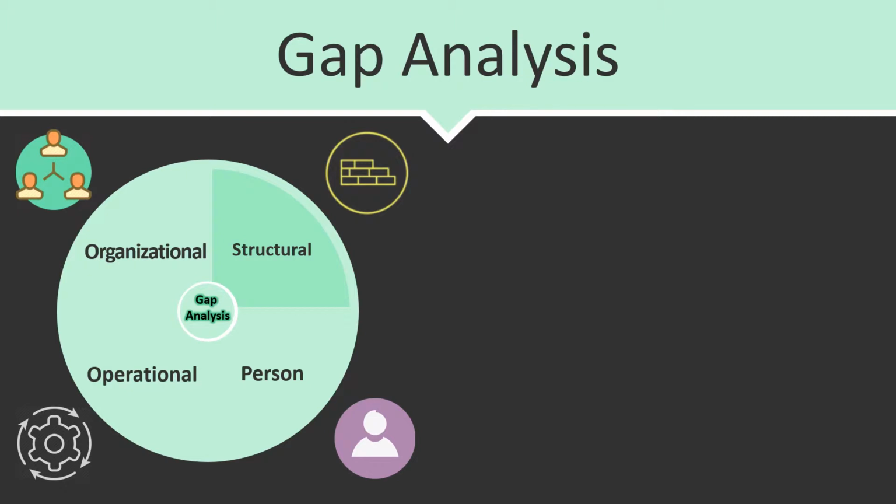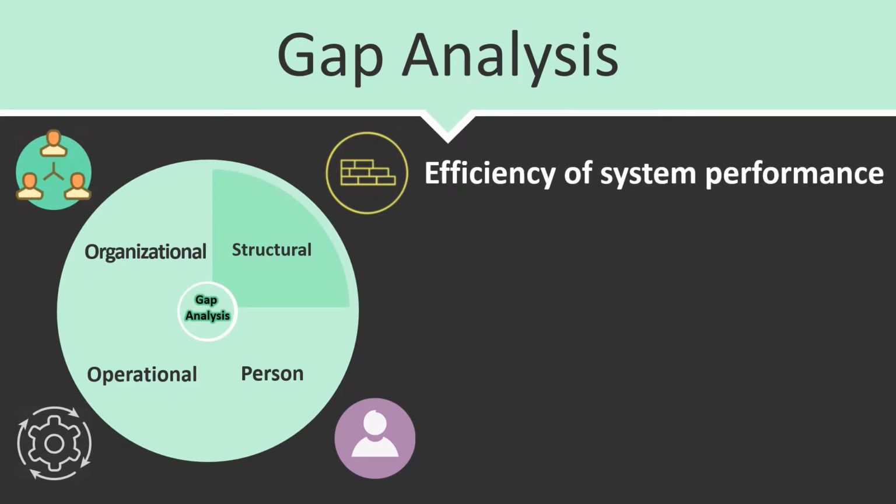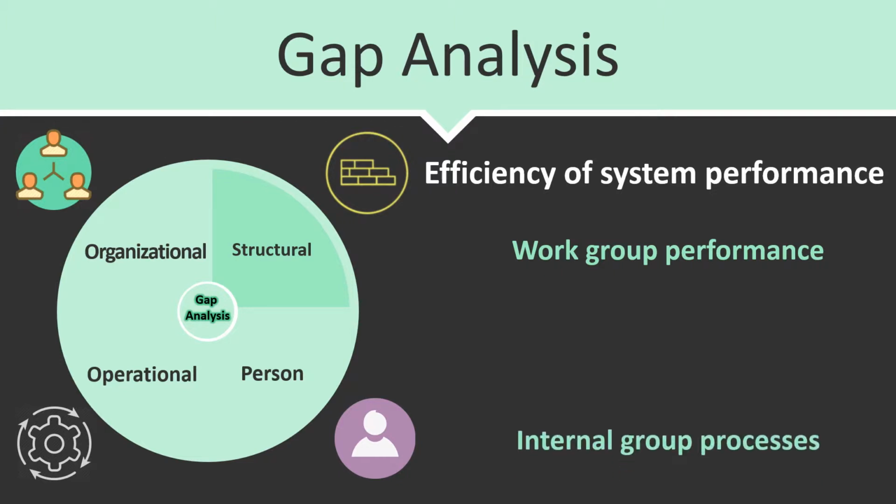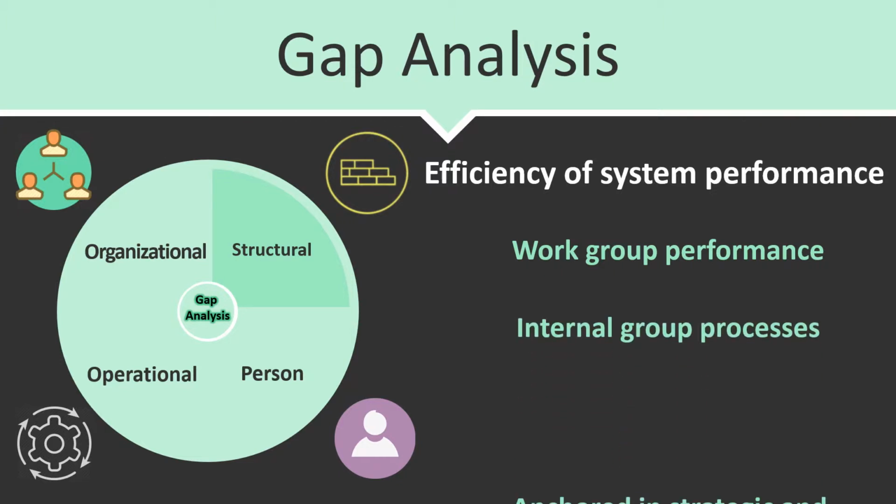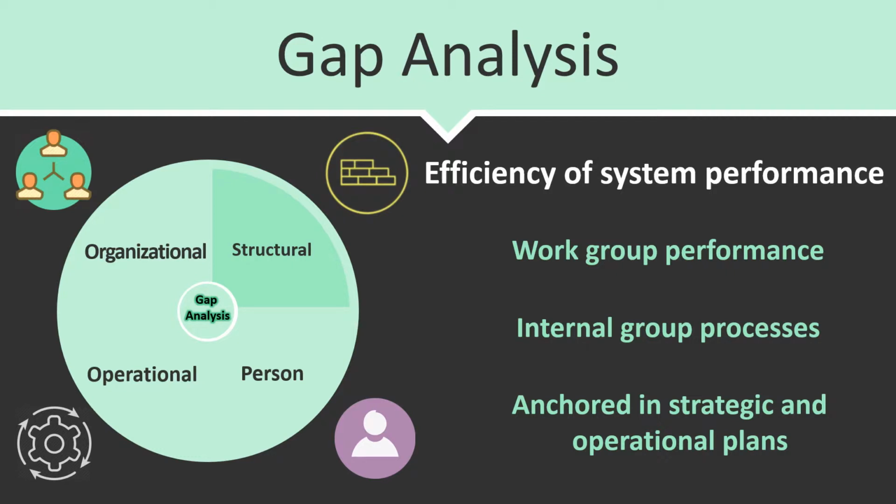Finally, the 4th area to focus on is the structural analysis. This area is too often neglected in the typical needs analysis. But if you want to avoid an ad hoc approach to needs analysis, a strategy anchored on strategic and operational plans should be developed. We need to look at the needs identified as organizationally relevant. You want to look at the efficiency of your system's performance. Here, you'll look at work group performance and internal group processes. Again, anchoring what needs to be done with your company's strategic and operational plans and goals.